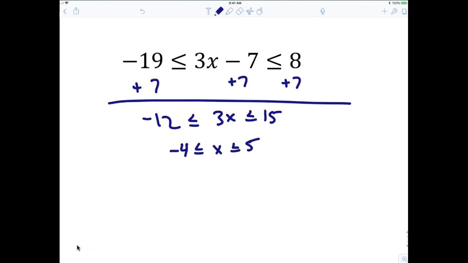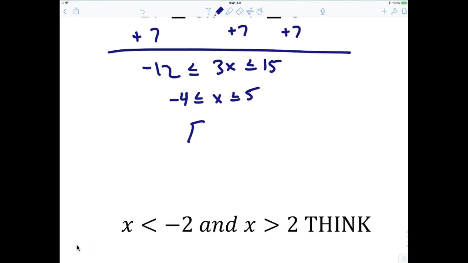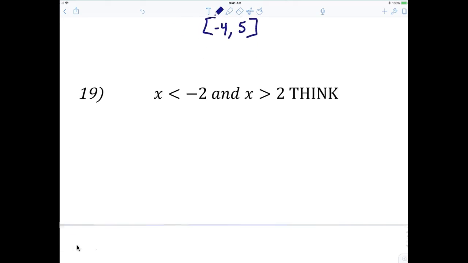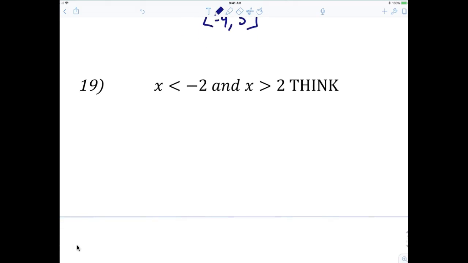Does everybody hear me on that? All right. And so, bracket, negative 4. Beautiful.